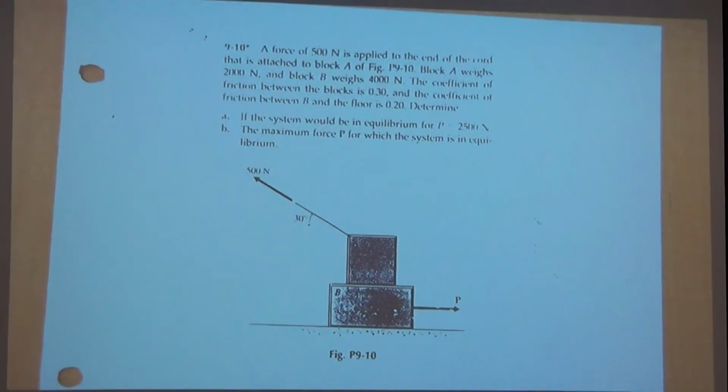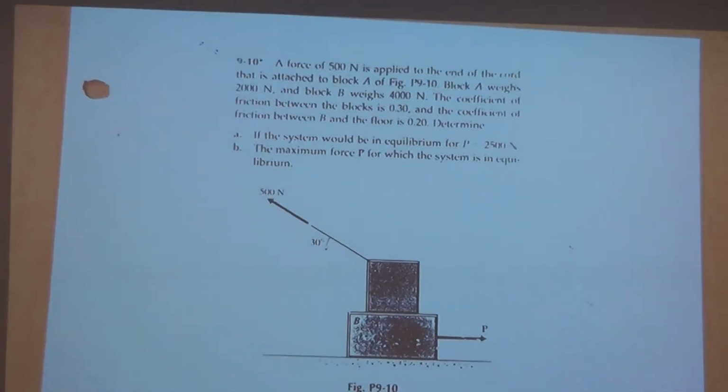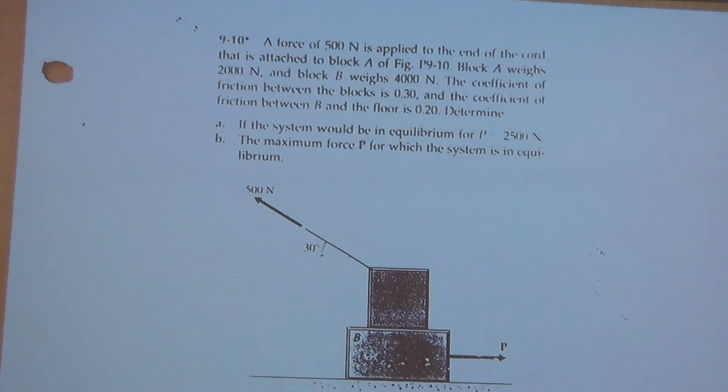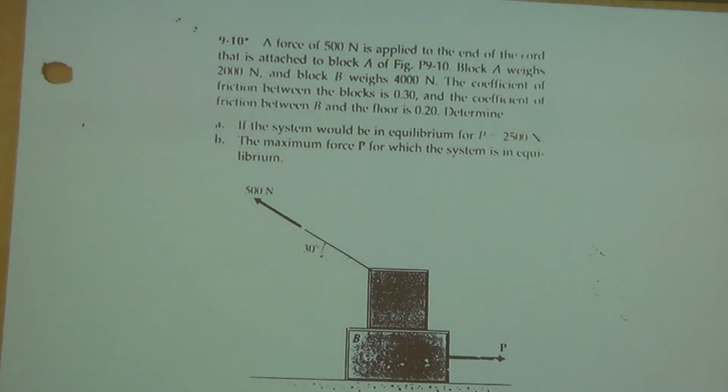Okay, so we have a force here, 500 newtons, shown on the drawing, applied to the end of the cord, which is attached to block A. Block A weighs 2,000 newtons, block B weighs 4,000 newtons. The coefficient of friction between the blocks is 0.3. Coefficient of friction between block B and the floor is 0.2. Determine if the system would be in equilibrium if P were 2,500, and then it asks for the maximum force P for which the system is in equilibrium.